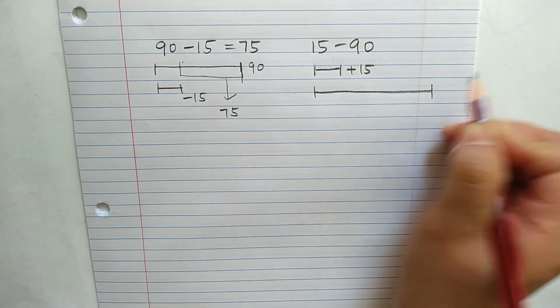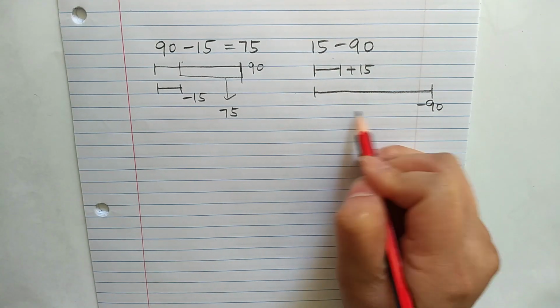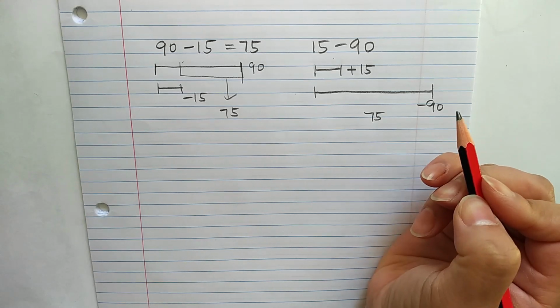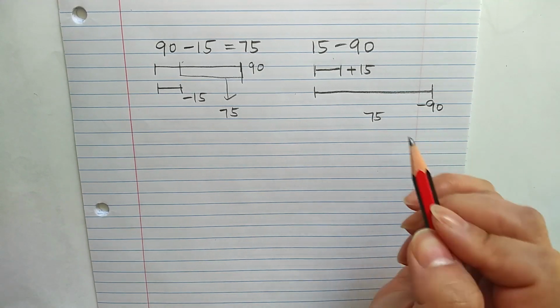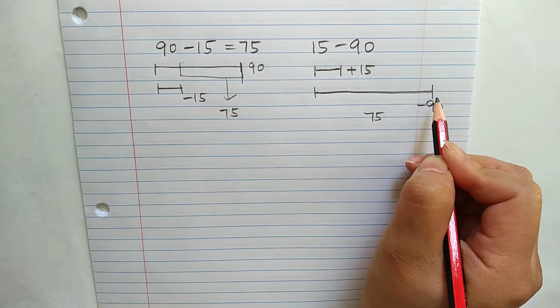And that much to the left. And the difference is 75. But are you going to be in the positive side or the negative side? The negative side, because you walked this much to the left.